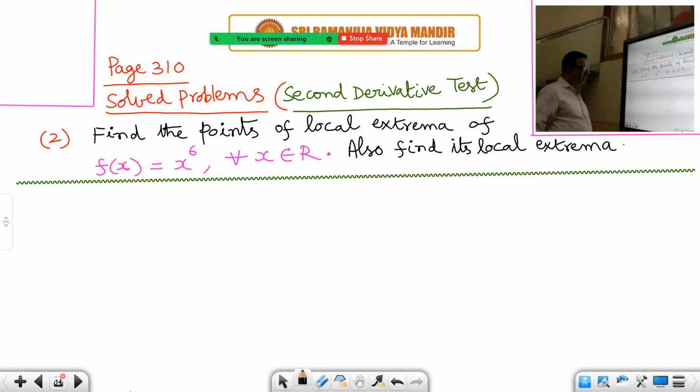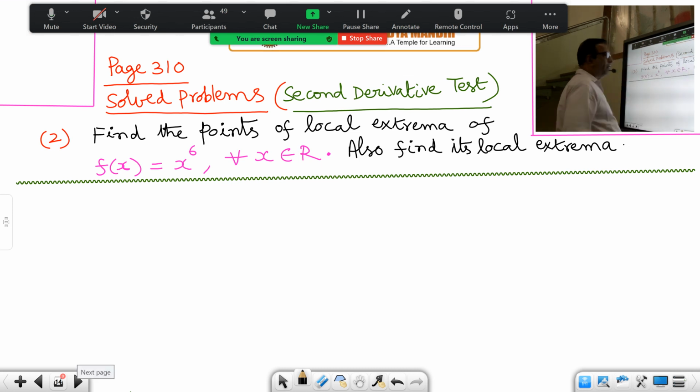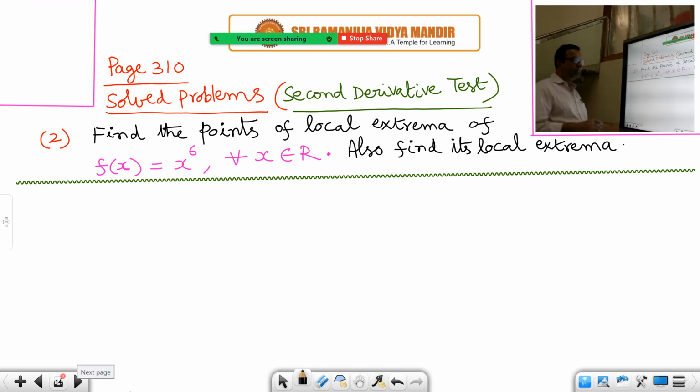So what is the question here? Find the points of local extrema. Local extrema means local maxima and local minima both. Find the points of local extrema of the function f of x is equal to x power 6 for all x belonging to R. Also find its local extrema.